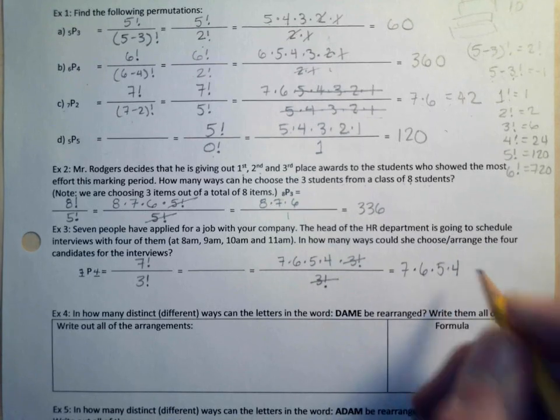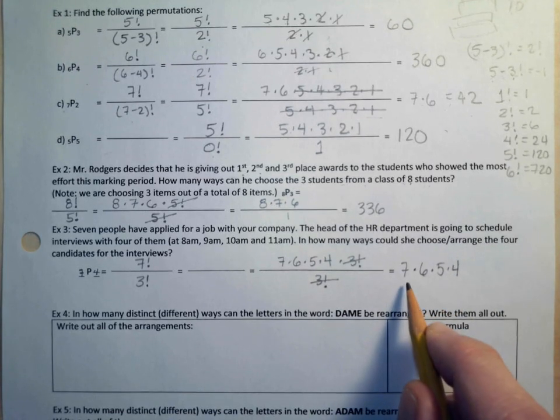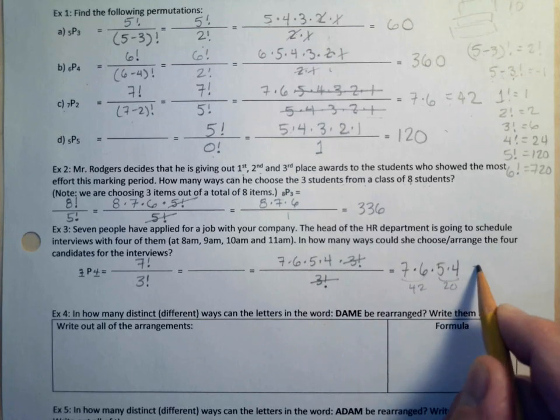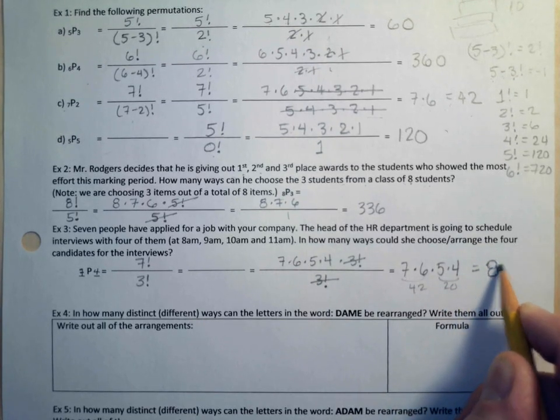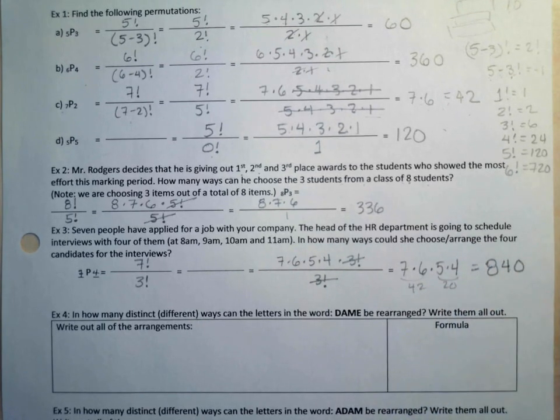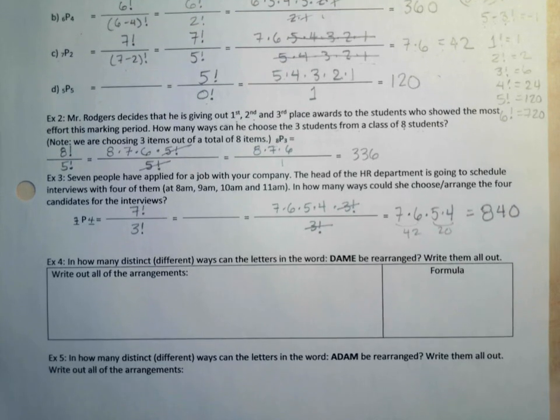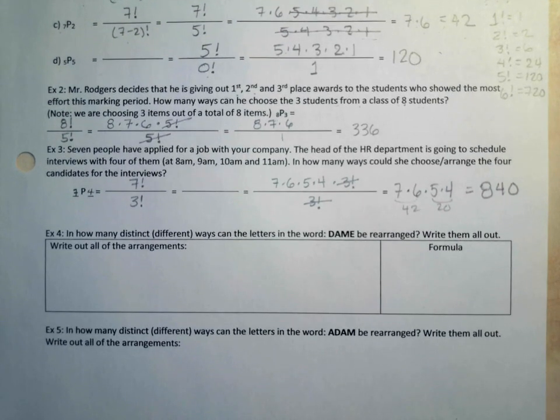5 times 4. Let's see, I can do this without my calculator, I think. This product is 42. This product is 20. This looks like, what, 840? Okay. All right, let's try number 4.